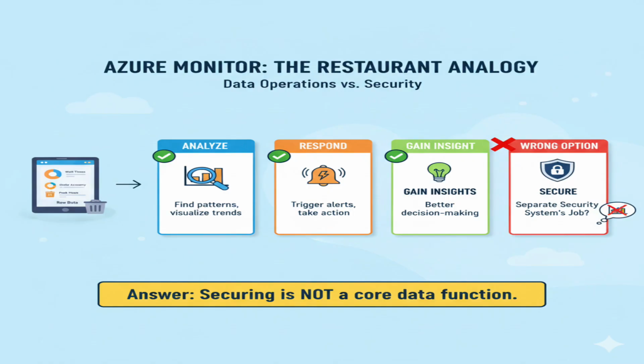Imagine you're running a restaurant and you collect data about customer wait times, order accuracy, and peak hours. What would you do with this data? You'd analyze it to find patterns, create charts to visualize trends, respond to problems when they occur, and gain insights for better decision-making. But would securing the restaurant be something you do with the collected data itself, or would that be a separate security system's job?